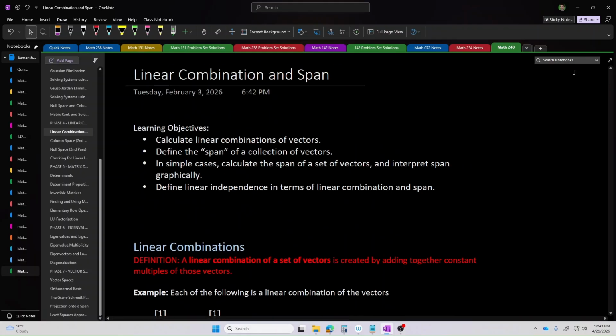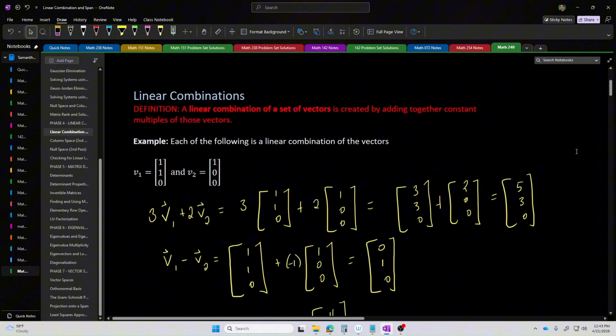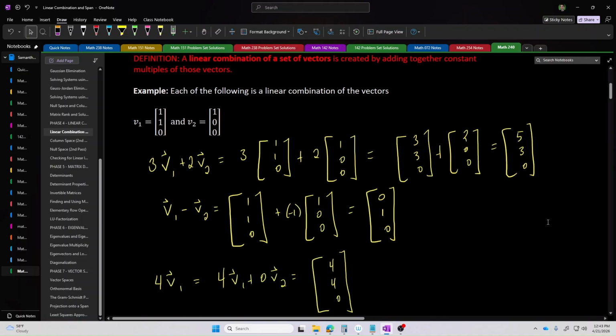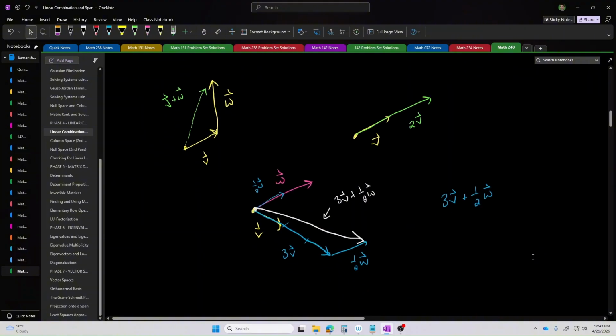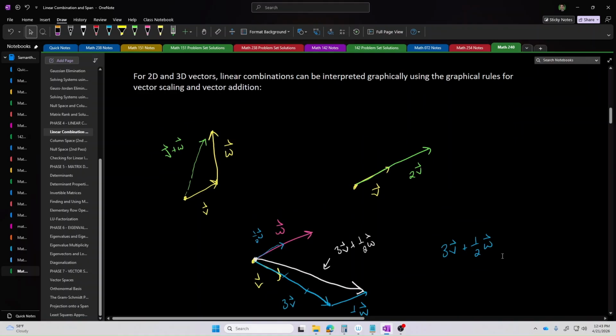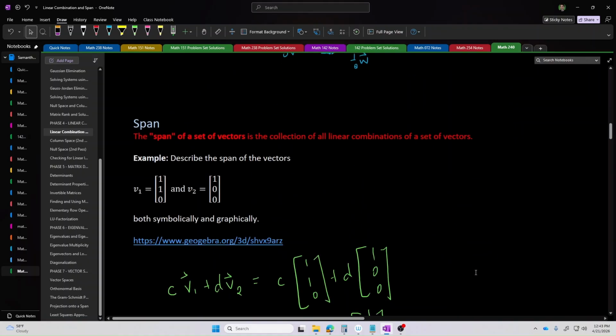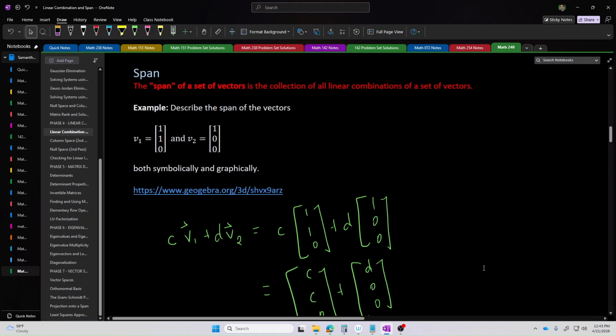Today we introduced the language and the concept of a linear combination of vectors. A linear combination of vectors is a combination that you get by scaling the vectors and adding them together. Using the triangle rule, for example, and using our graphical understanding of vector scaling, you can interpret any linear combination in a graphical way. The span of a set of vectors is the collection of all possible results of all possible linear combinations of those vectors.